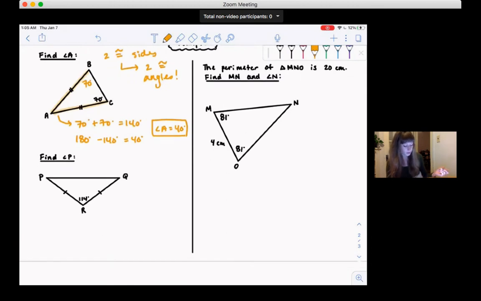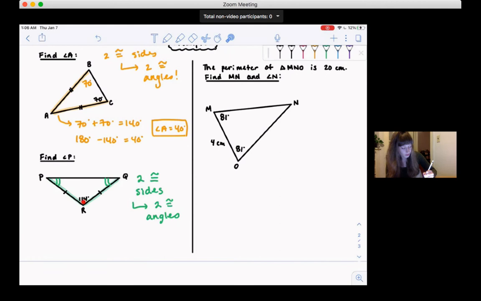We're going to find angle P. So we know that this triangle is isosceles because we have two congruent sides, right? Wow, my handwriting is super bad in this video. I'm sorry about that. Two congruent sides. So that means that there are two congruent angles as well. And they're the angles that are across from the congruent sides. So here's our congruent angles. Okay, so we know that these two angles are equal to each other.